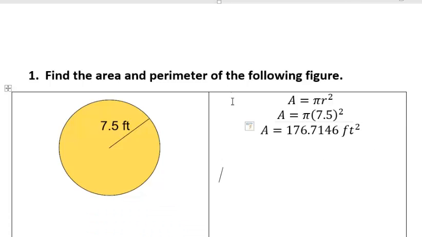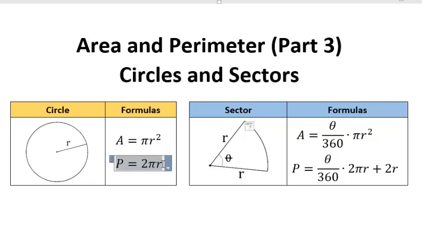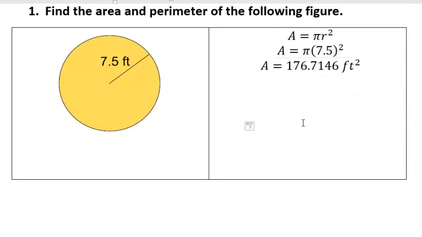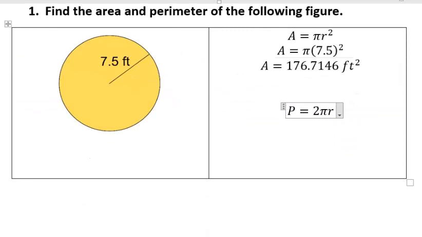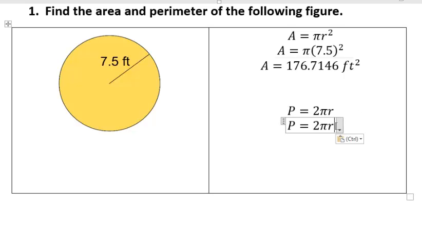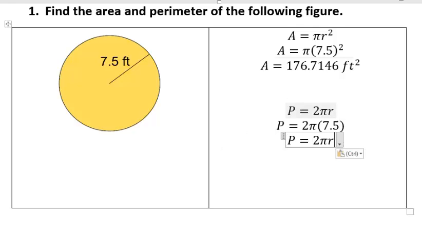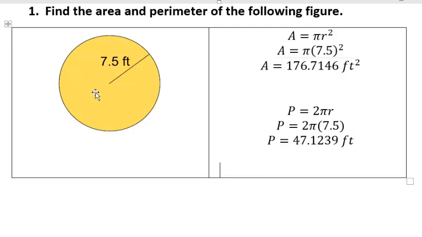Now we're going to go with the perimeter. Perimeter is 2 pi r. So I'm going to put 2 pi r, and instead of r, I'm going to put inside parentheses 7.5. All I need to do is multiply that to get an answer of 47.1239. Remember, we need to round, feet. So that will be the area and perimeter of this figure.